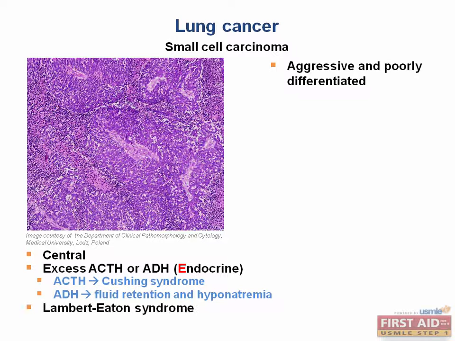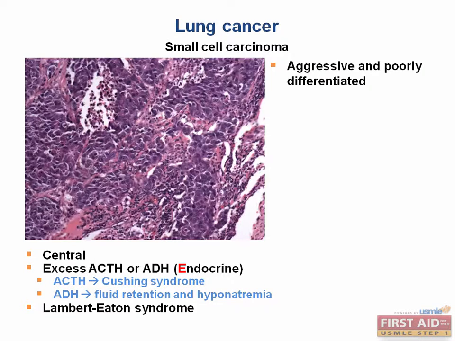Well, that's Lambert-Eaton syndrome, which you learned about in the musculoskeletal section. Now, what's the hallmark presentation of Lambert-Eaton syndrome? Well, the classic presentation is a patient with proximal muscle weakness. On histology, you note the chaotic or undifferentiated quality of this lung cancer.